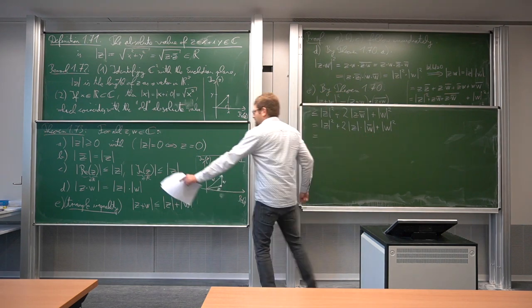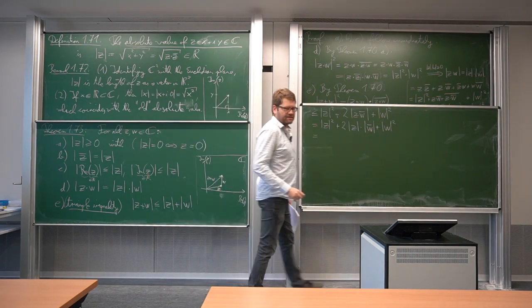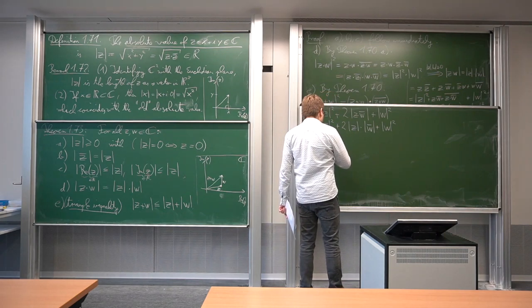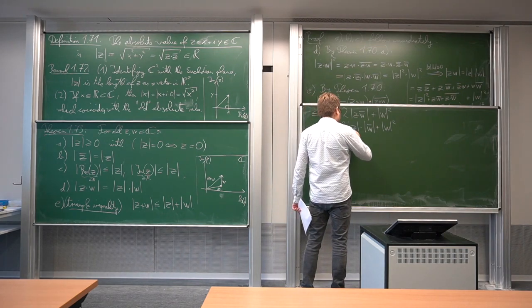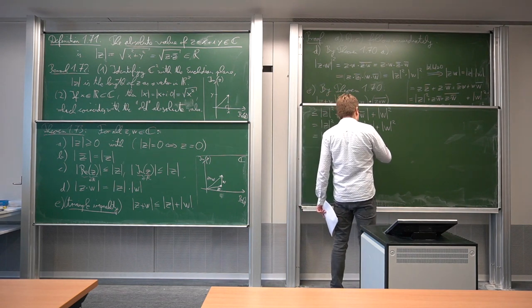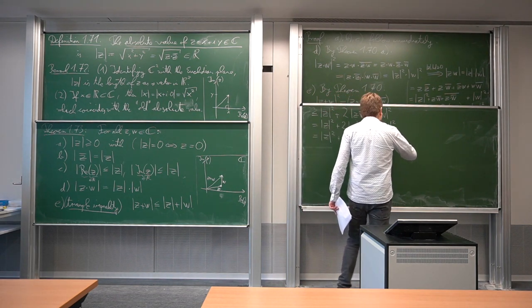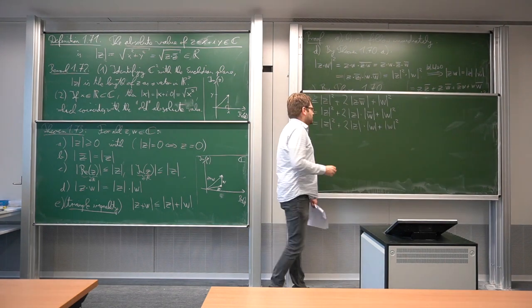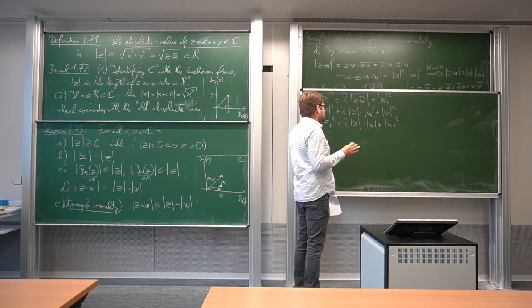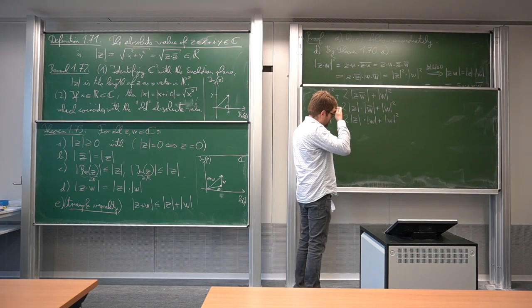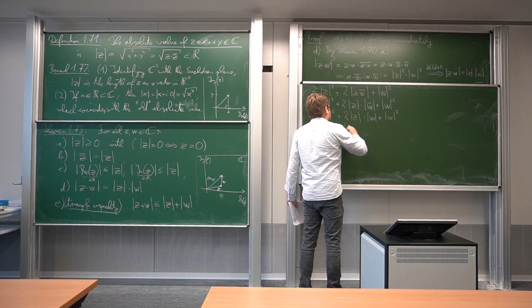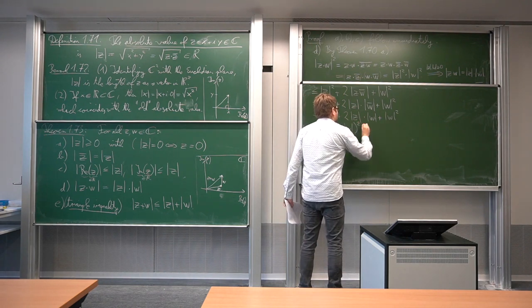Here we can now use part B. So conjugation doesn't matter inside the absolute value. This is the absolute value of z squared plus twice the absolute value of z times the absolute value of w plus the absolute value of w squared. And now it looks nice, because by this binomische Formel, as they call it in German, this is just the square of the absolute value of z plus the absolute value of w.